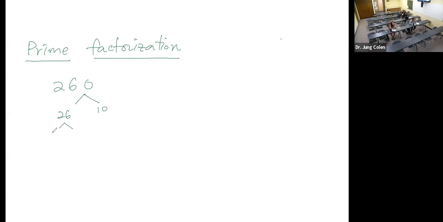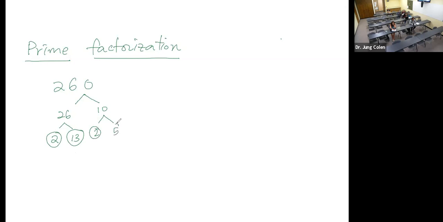Okay, 26. What times what? It's an even number. 2 times 13. Oh, 2 is prime. How about 13? That's also prime. Then you are done. Circle all the prime numbers, so you don't have to think about that anymore. How about 10?